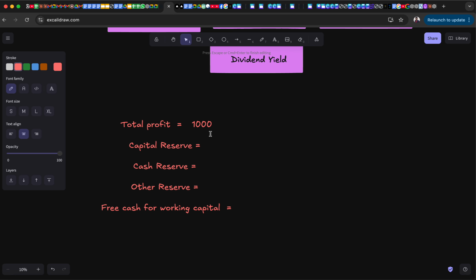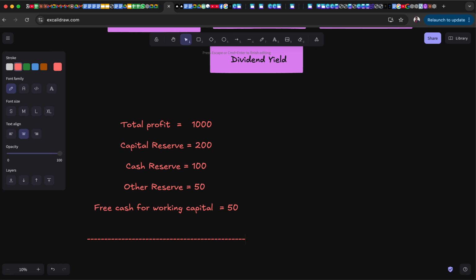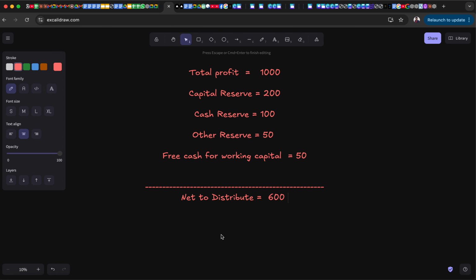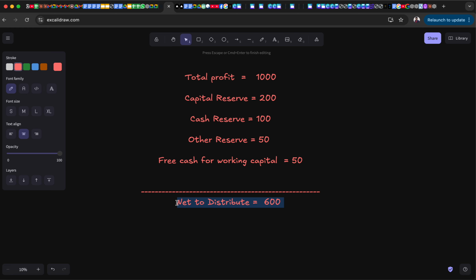Let's say the company earned 1,000 rupees. Out of this, the company decided to transfer 200 to the capital reserve, then 100 to the cash reserve account, then 50 to this, and 50 to this. So the net profit to distribute is 600 only. All right. So now we are talking about this amount.